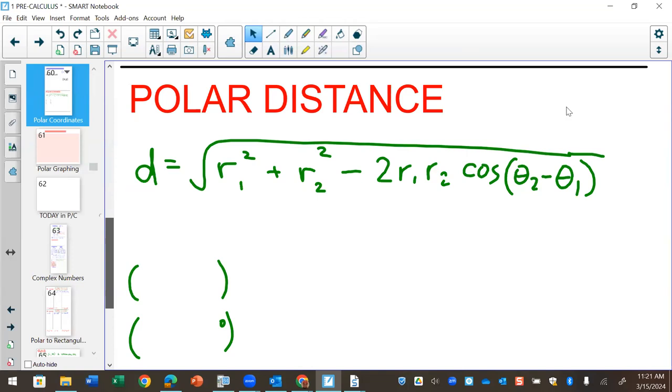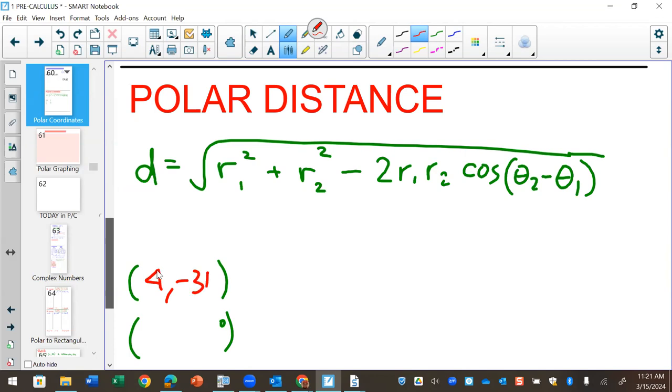All right. So do me a favor, read me the 2 points they gave you. The ones they gave you. For 315, got it. Going at 60 degrees, like that. So it really doesn't matter what order you put them in. Just be consistent, which is the first R you see.